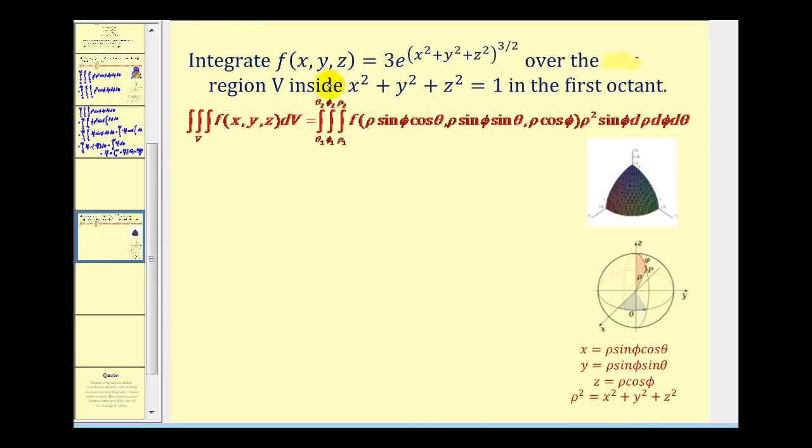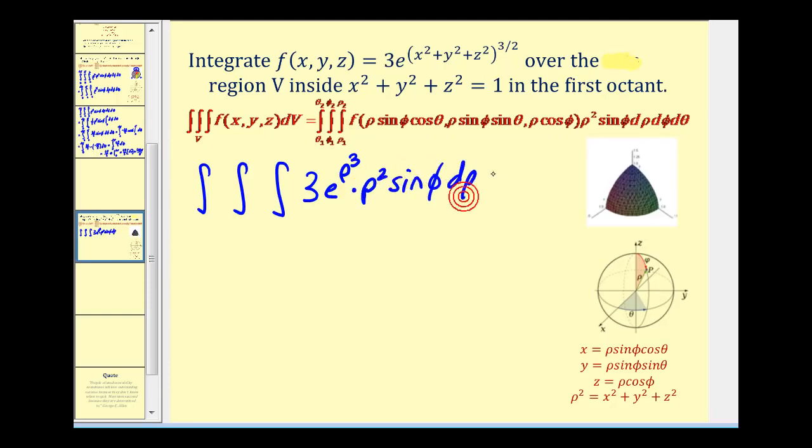Here we want to integrate the function over the region inside x squared plus y squared plus z squared equals 1 in the first octant. So this would be our region of integration. Now let's set this one up. Let's take a look at our function first. x squared plus y squared plus z squared is equal to rho squared. So rho squared raised to the 3/2 power would give us rho to the third. So we have 3e to the rho cubed. And then we have our extra factors of rho squared sine phi d rho, d phi, d theta.